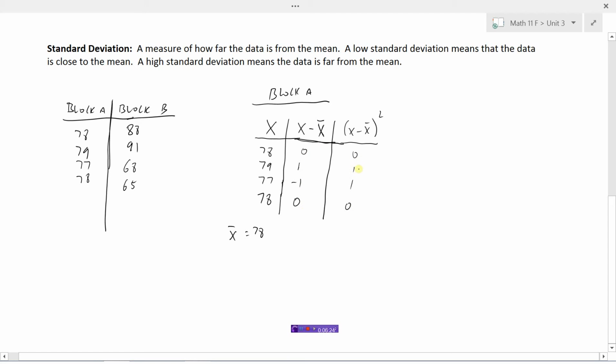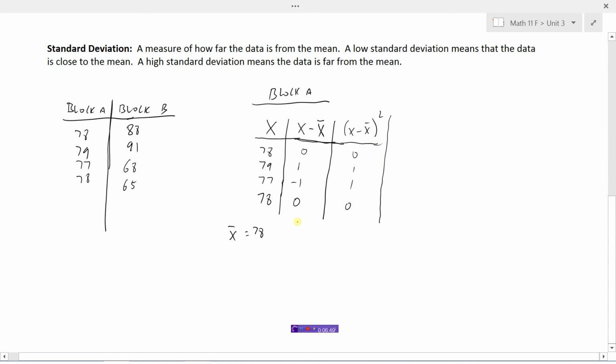What that does is give us all positive values, because some of these are obviously going to be positive and some negative when we subtract the mean. The ones that are bigger than the mean will be positive, of course. 79 minus 78 is positive. The ones that are smaller than the mean will give us a negative number. But we want to make sure they're all positive, so we'll square that. That'll make it positive.